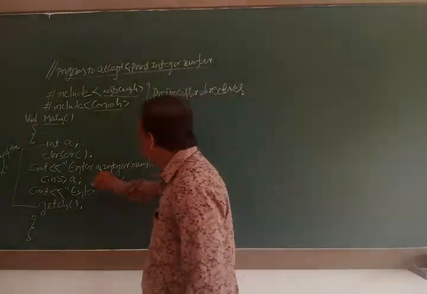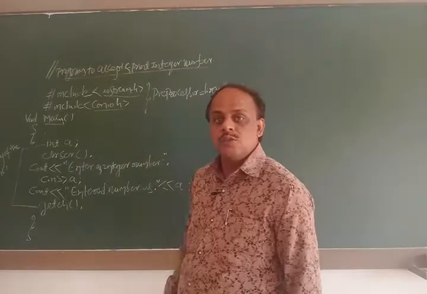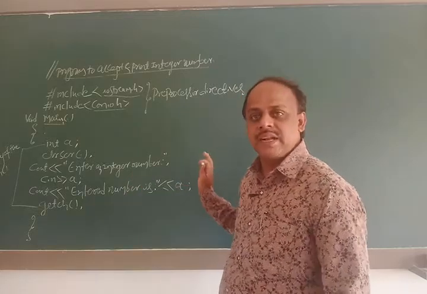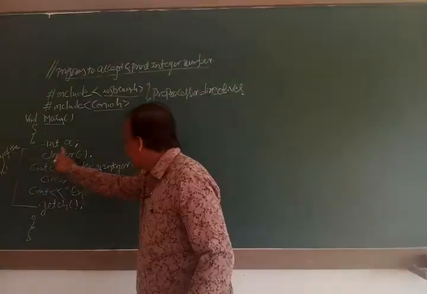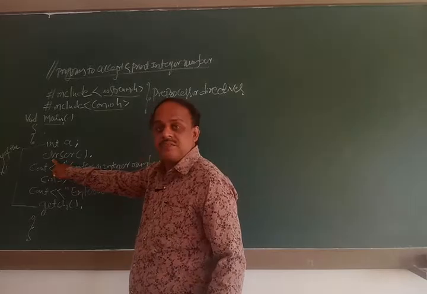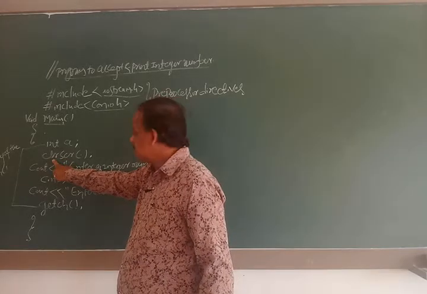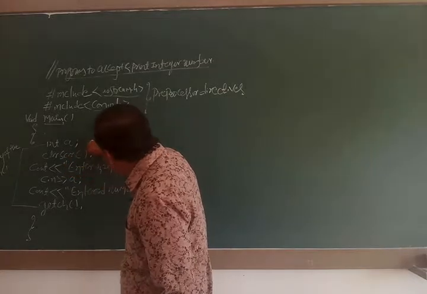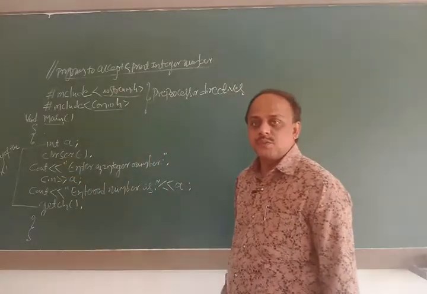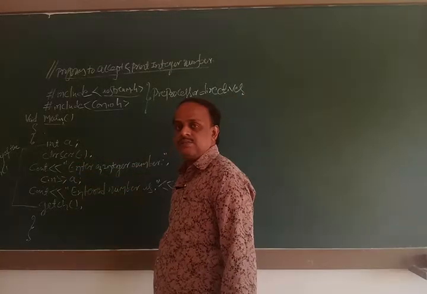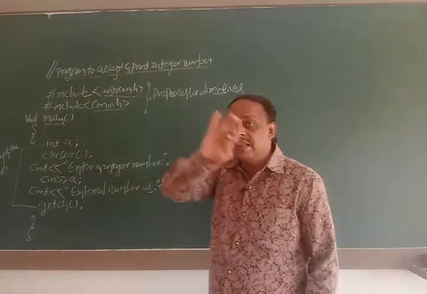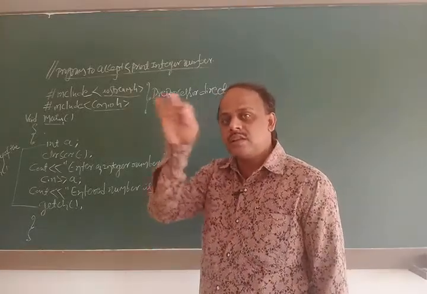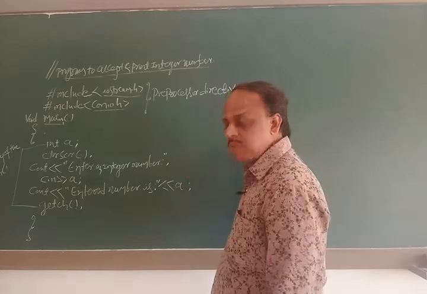See, next I write a clear screen function. So what is the use of this clear screen function? I will tell you after this program is explained. See here, next statement, the clear screen function. How to write a clear screen function? clrscr open bracket closed bracket semicolon. So this is the clear screen function. It is going to clear the previous input output statements on the screen. Okay, I will explain it later.